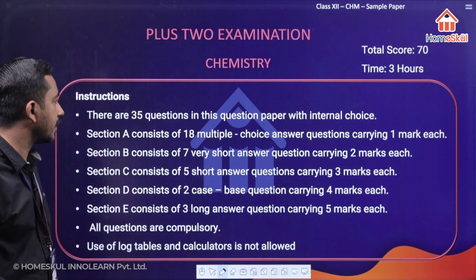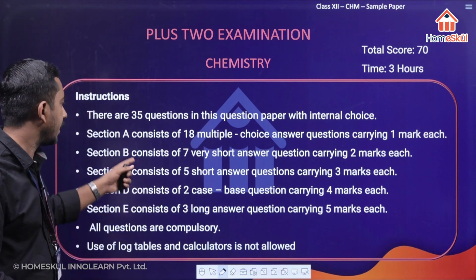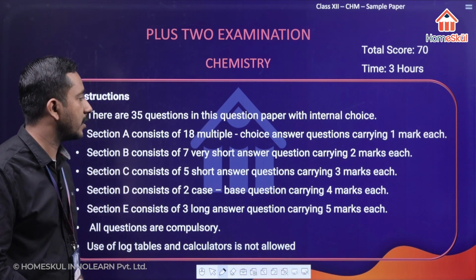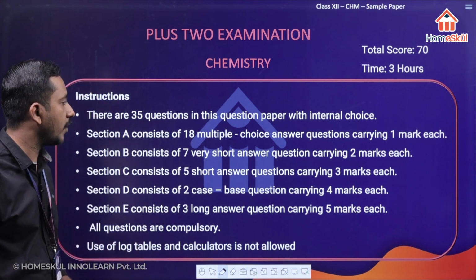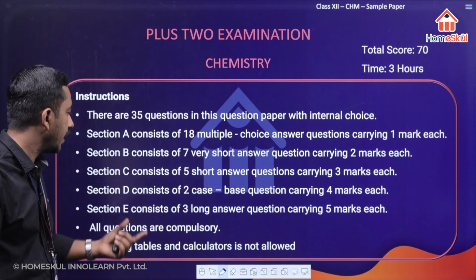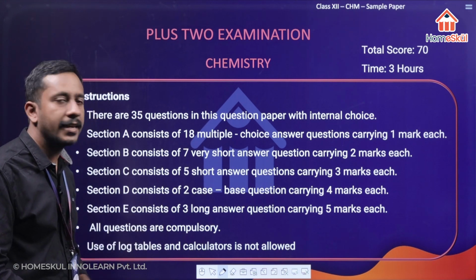So you have 5 sections. Section A consists of 18 MCQs, so that carries 1 mark each. Next section, section B, we have 7 questions. You have to write very short answers for that, which carries 2 marks each. Next section, we have 5 questions, 3 marks each. Section D, that is a case-based question. You have 2 case-based questions that carries 4 marks each.